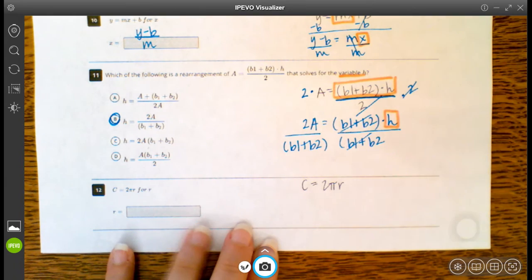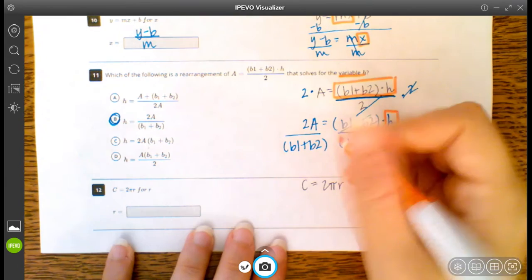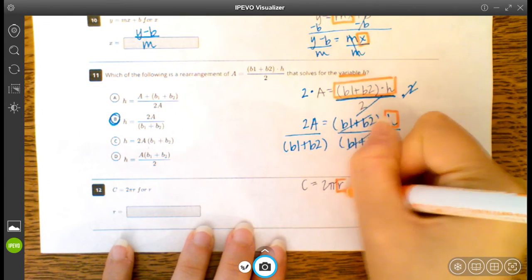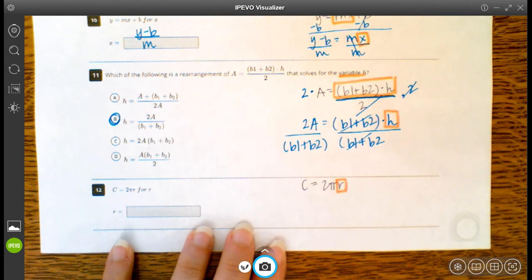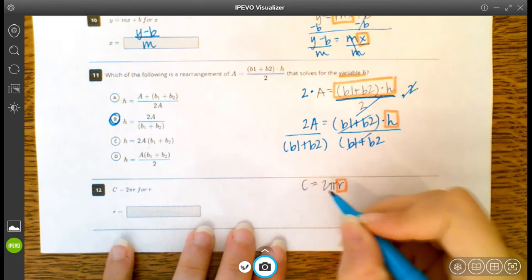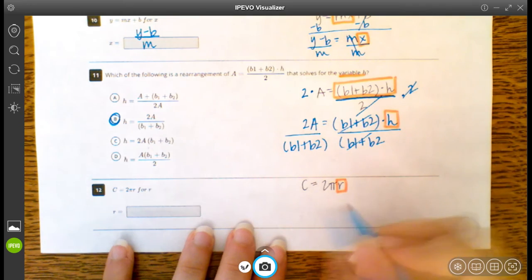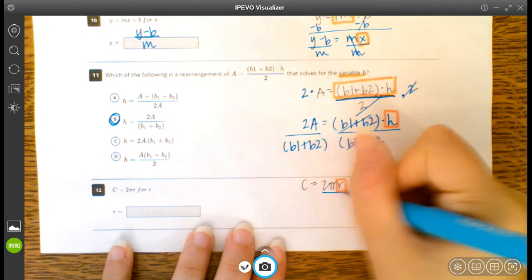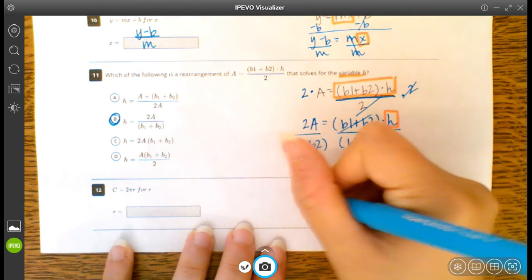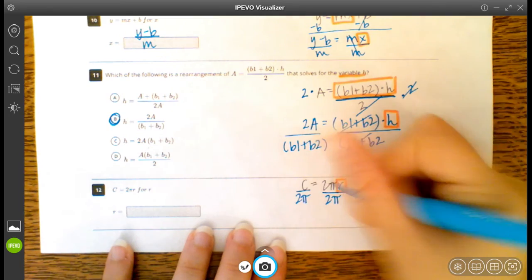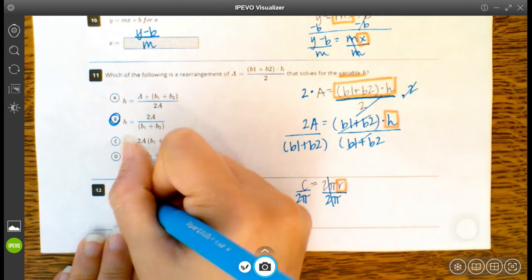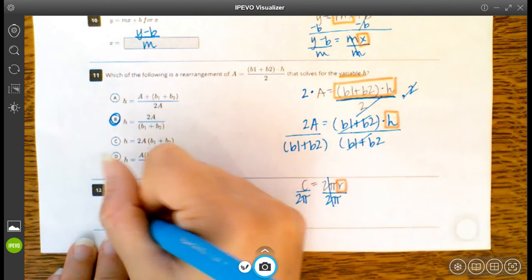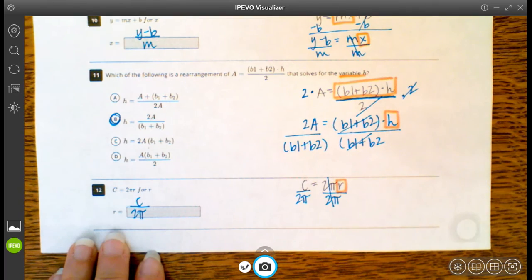To finalize and finish, we are going to solve for letter R in number 12. Well, right now, R is surrounded by 2 pi. Well, it's side by side, which means to undo multiply, we divide. We're going to divide C by 2 pi, and that, my dears, should get R completely alone. So that is your answer for number 12.